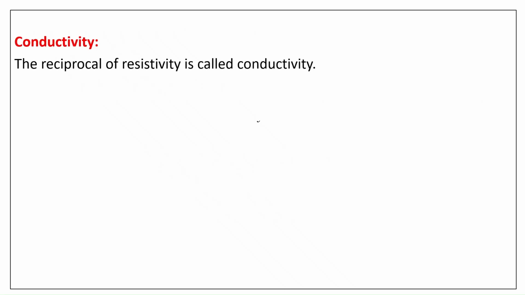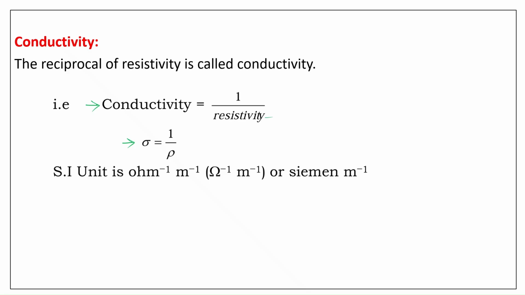Next, conductivity. The reciprocal of resistivity is called conductivity. Formula is conductivity is equal to 1 by resistivity. That is, sigma is equal to 1 by rho. SI unit is ohm per meter or Siemens per meter.